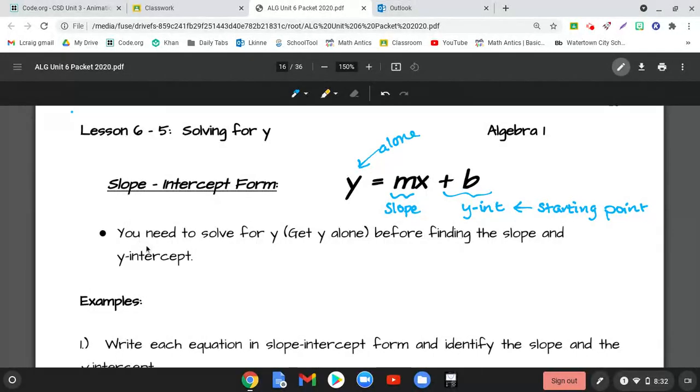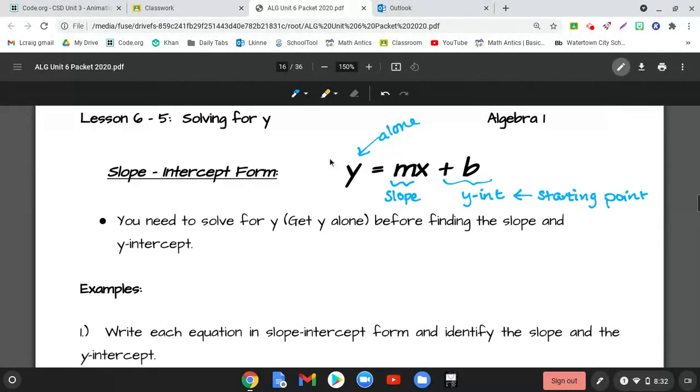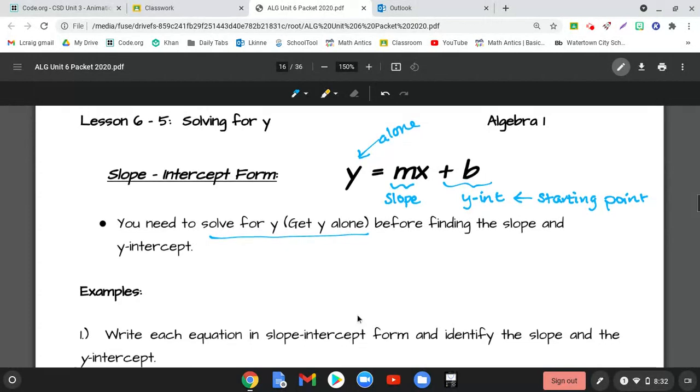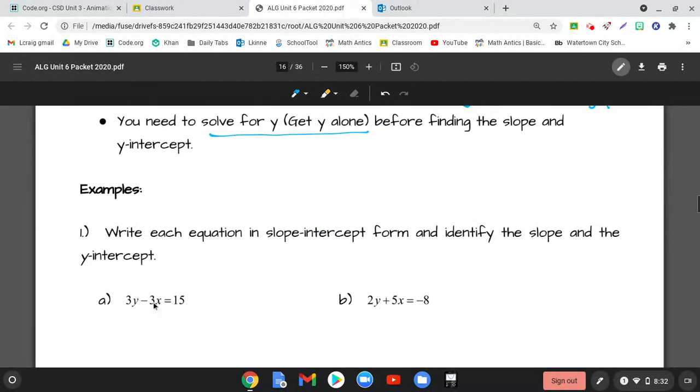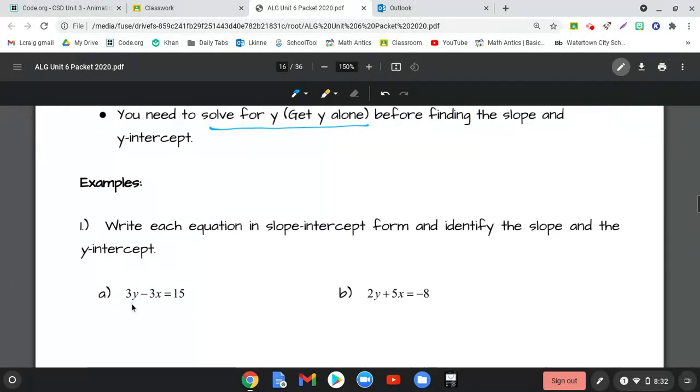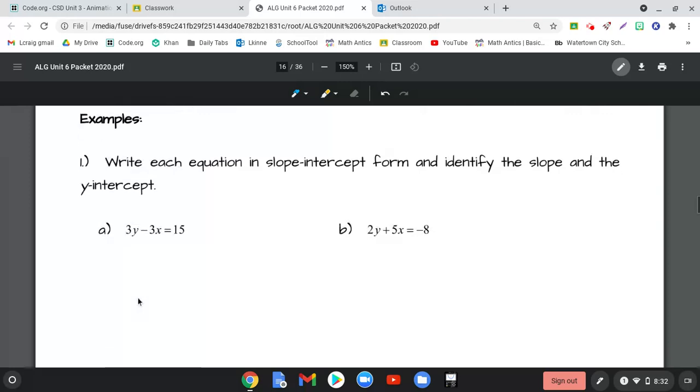So the very first thing that we need to do, if it doesn't say y equals, or equals y, because y can be on the right, is solve for y, or get y alone, before we find the slope and y-intercept. So I can't just look at this and say, oh, my slope's -3. It's not in the right form. So today we're going to talk about that.